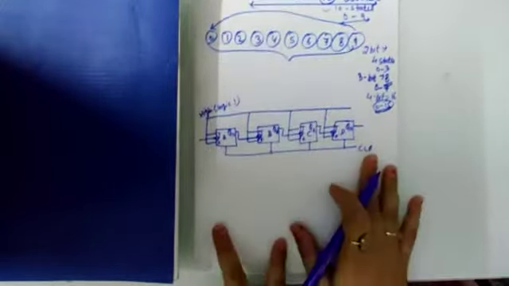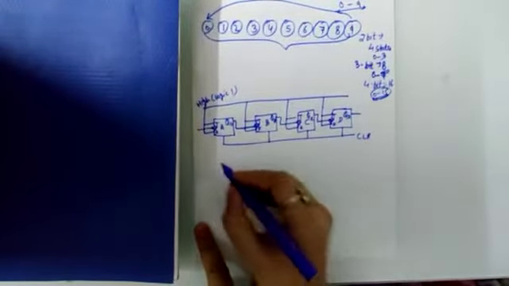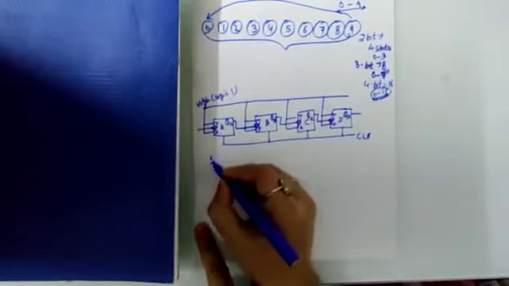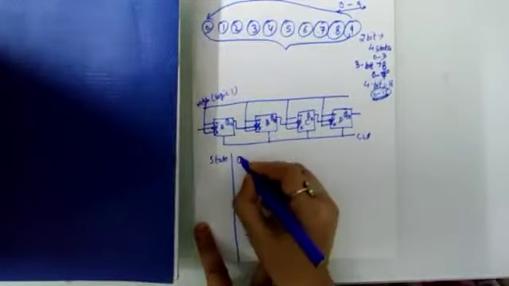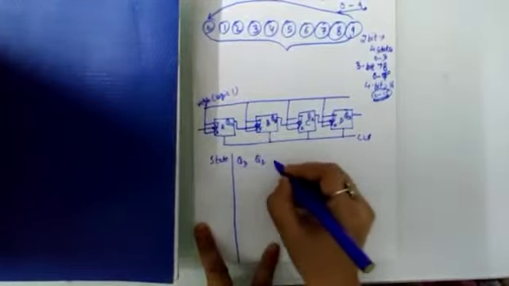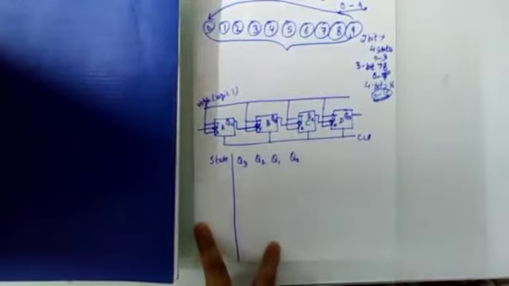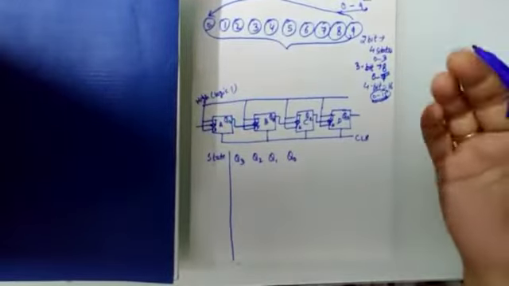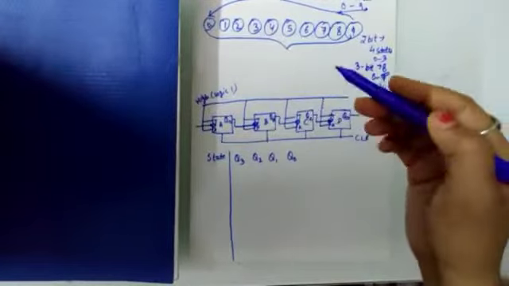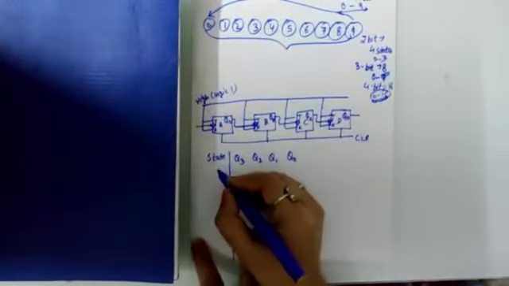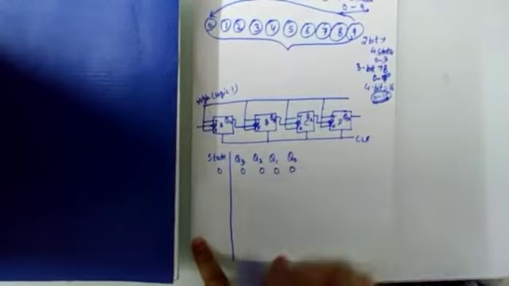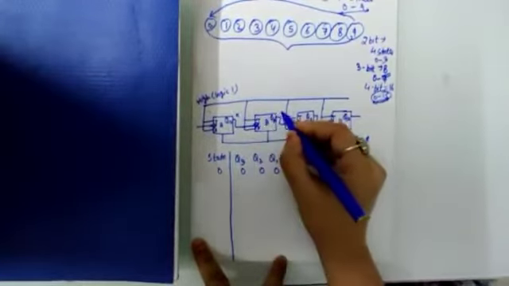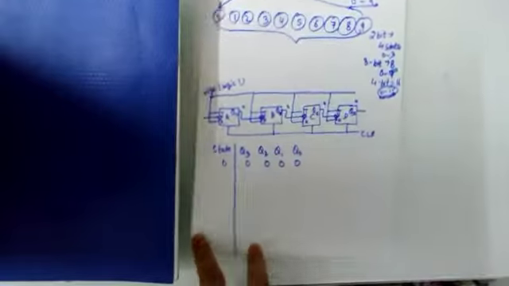We can understand the working with the help of a truth table. Again I am taking the state on one side and the outputs Q3, Q2, Q1, Q0 on the other side. Now we start the working. Before giving any clock pulse, let's say all the outputs are reset. All the outputs are 0. Clear low input.